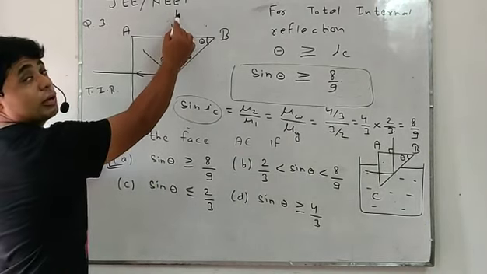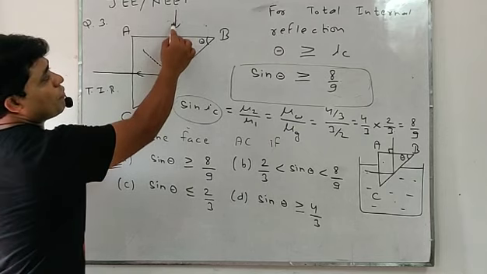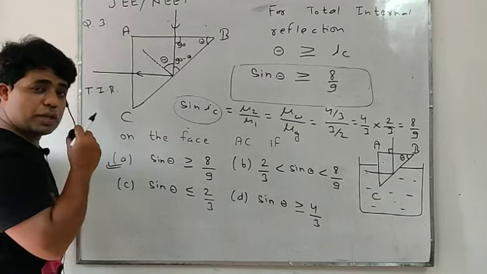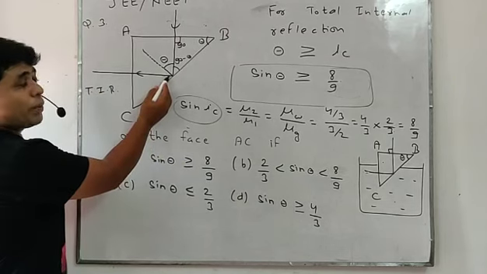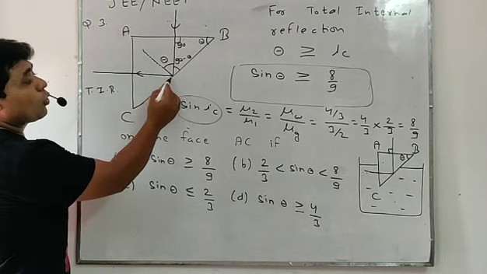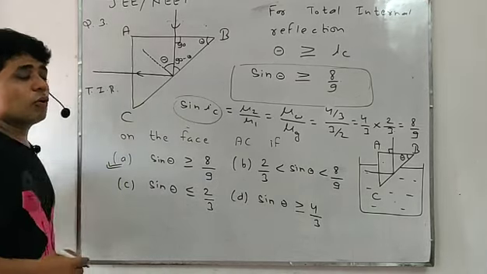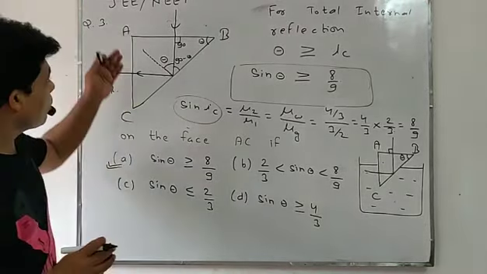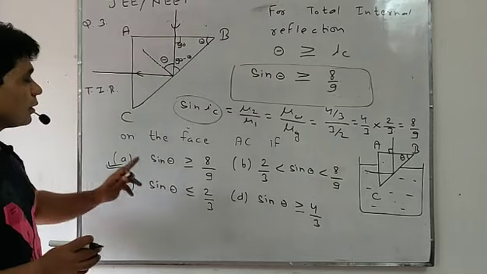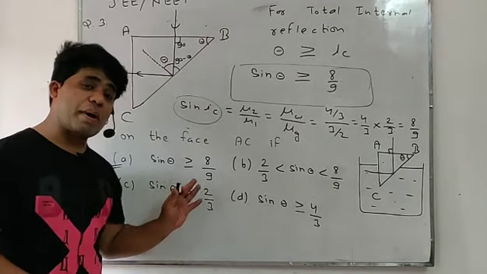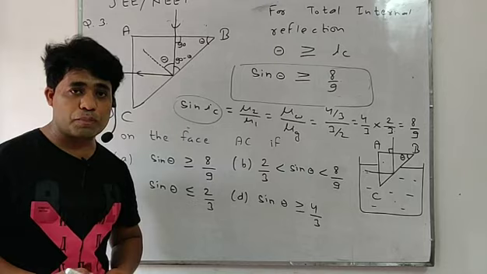When light enters normal, perpendicular to the face AB, what should be the condition to pass like this? For total internal reflection from the face AC of this light, sine theta should be greater than or equal to 8 by 9. So option A is the correct option. Okay students.